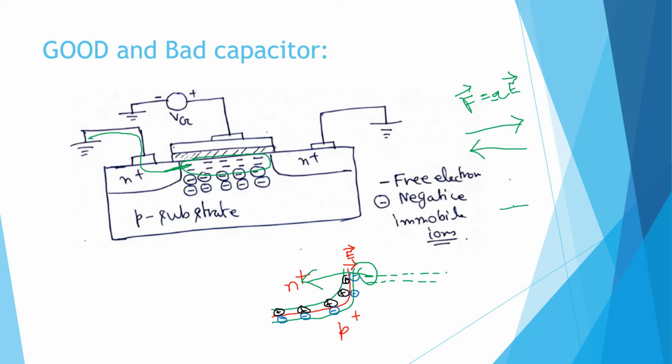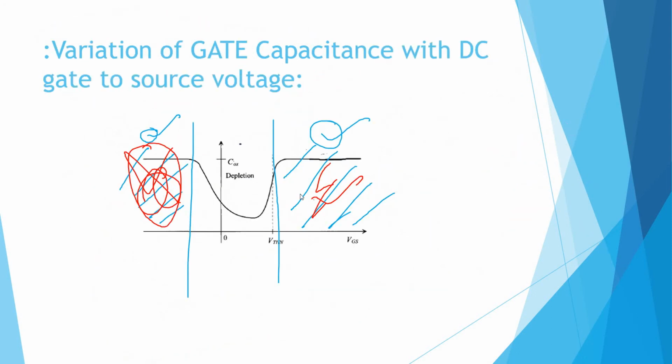Okay, so as a result, what is happening? There is only one capacitor formed in this case. Okay, so in this region no parasitic resistor concept comes. So as a result, we can say this is a good capacitor. Okay, so now the concept is clear.